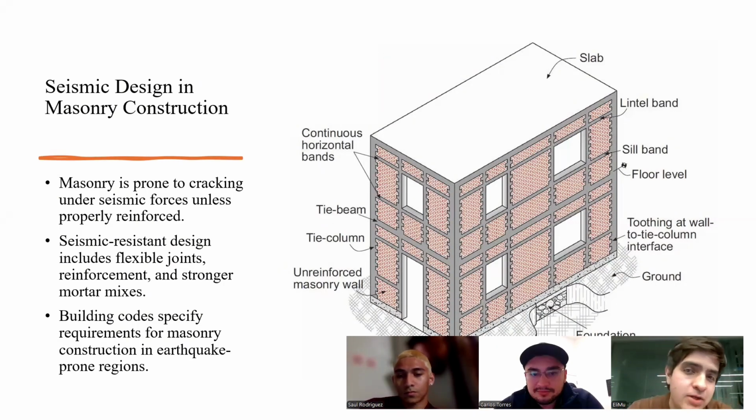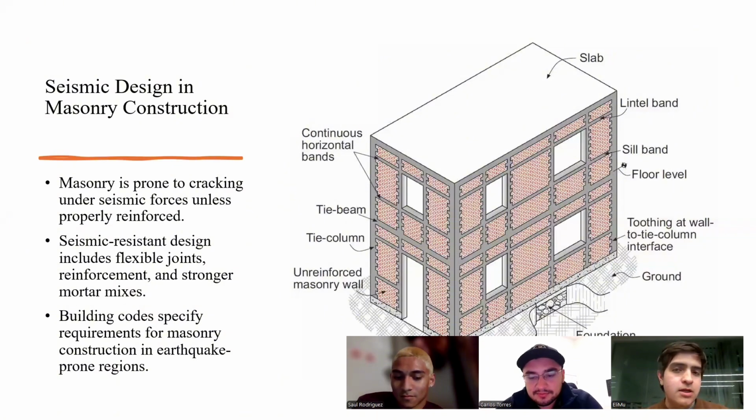Seismic design and masonry construction. Masonry structures, while durable and fire resistant, can be particularly vulnerable to seismic forces if not properly designed. The main challenge lies in their brittle nature, which makes them susceptible to cracking and collapsing under the intense lateral movement. To enhance seismic performance, several strategies are implemented. One is reinforcement techniques. This one incorporates steel reinforcements such as rebar within masonry walls, significantly improving the strength and durability.